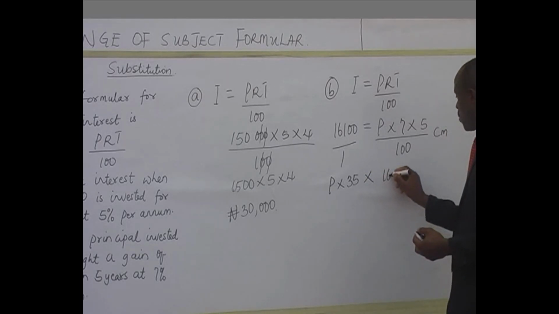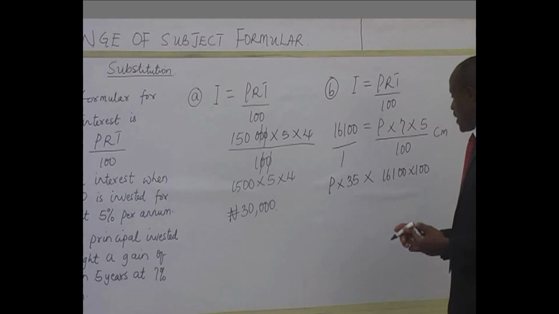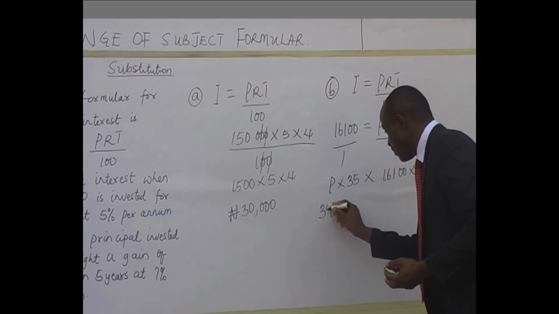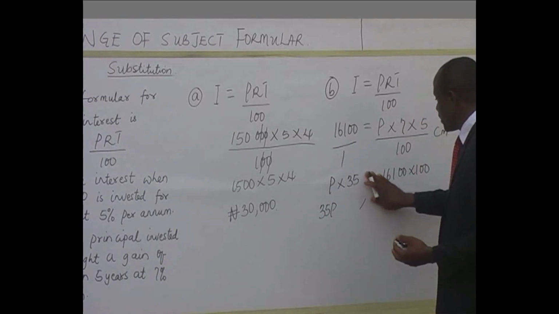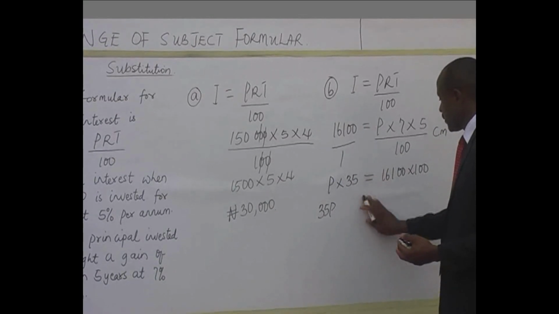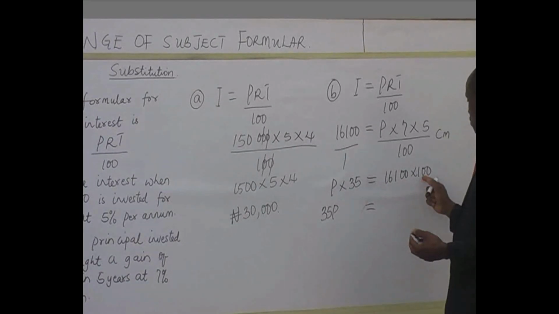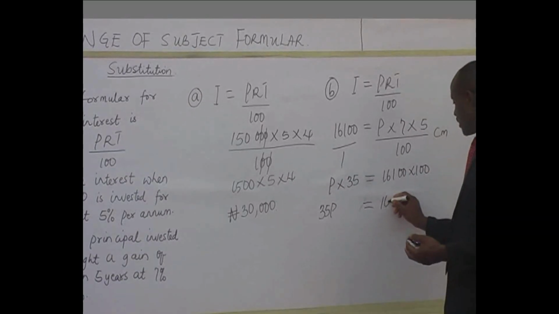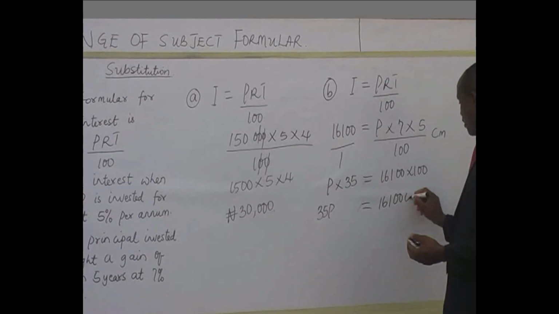Then multiply 16100 and 100. This will give you 35P. That's the meaning of P times 35. This is equal to, not multiplication. If you multiply this by 100, just take 2 of the zeros of 100 and add to this. So you are going to have 16100 for this, then add that of 100.